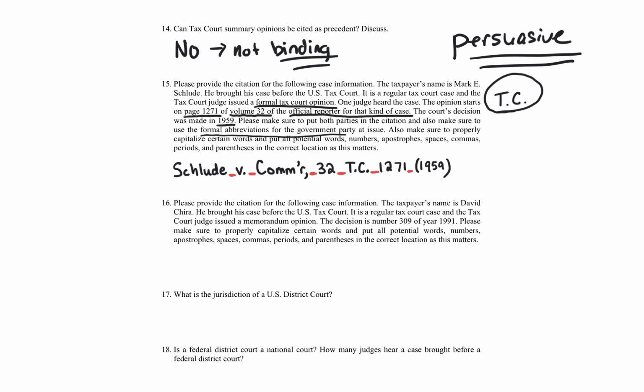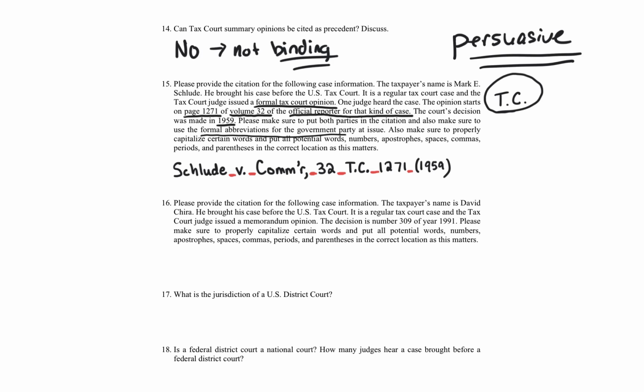So anywhere where you see the little red or the little underline, those are actually spaces. You wouldn't put those in the official citation, but I'm showing you where the spaces are so you have that. And this is exactly where the periods go, everything. So again, let's just review. Schlude is the name of the taxpayer, space, lowercase v, period.